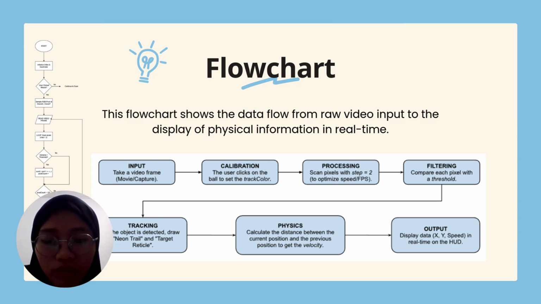And then the final phase involves calculating a centroid to find the center point of the ball. And then we calculate the velocity to measure the velocity of movement. Finally, all of this data, the x and y coordinates and also the speed, will be displayed on the HUD output along with visual neon trail effects.